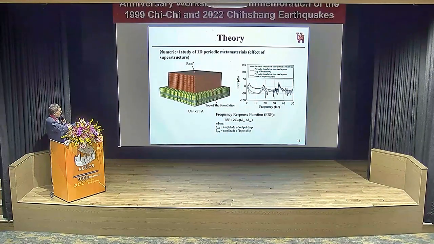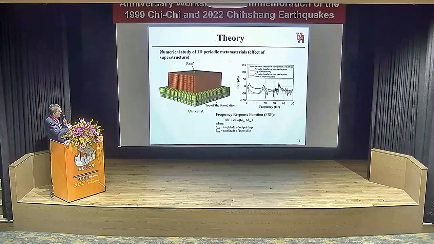This FRF is defined by the solid state physics researchers. Frequency response function, they call FRF, defined as 20 log data out divided by data in. Data out, for our case, is the top response. Data in is the bottom input. If this ratio is equal to 10%, that means 90% vibration reduction. Okay, this FRF will be equal to minus 20.